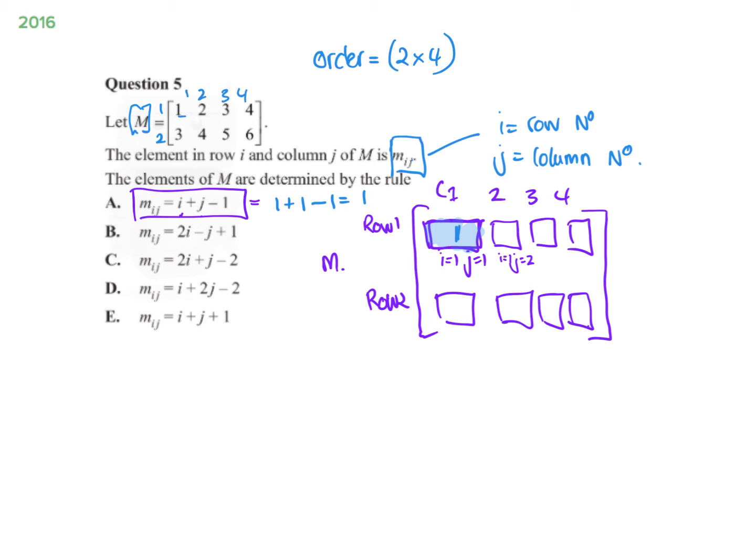But let's go test another one. Let's test down here, this one. Now this one, i would equal 2 and its j would equal 4. So if I did the i plus j minus 1 rule, it would be 2 plus 4 minus 1. What does that equal? 2 plus 4 is 6, minus 1 is 5. Now, is that what's there? No. So this rule, we'd eliminate it. It's not that one. So can you see, we'd have to go through all of them and test them out.